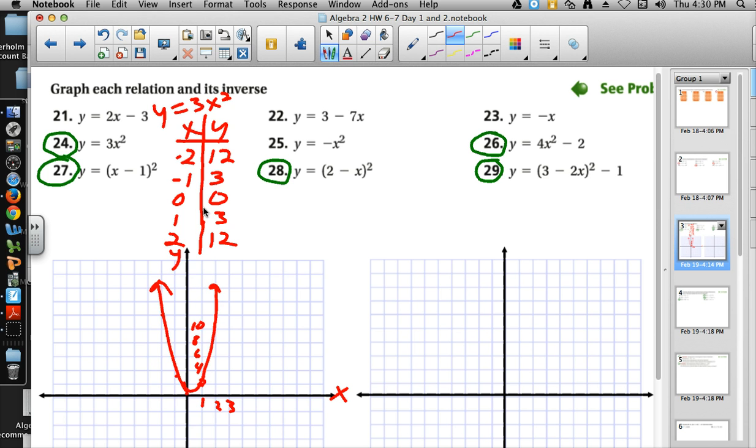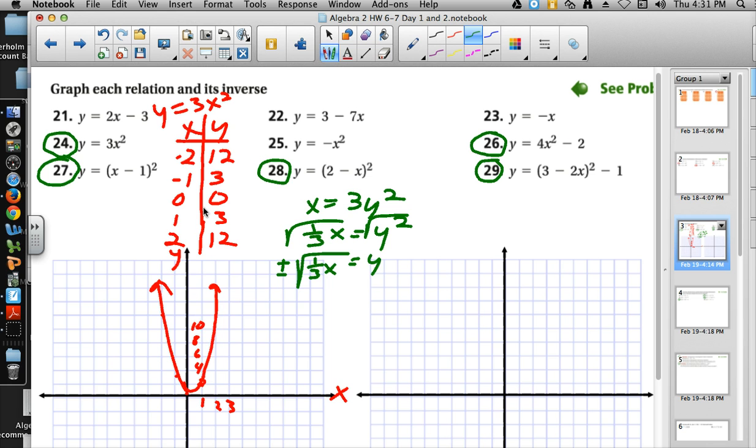That is y equals 3x squared. Now for my inverse, I have to switch the x and the y, and then I have to solve for y. So the first thing I would do is divide by 3, and that'll give me 1/3 x equals y squared. And then I'd have to take the square root of both sides. So it would be plus or minus the square root of 1/3 x equals y.